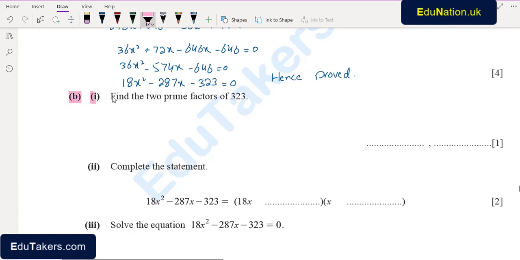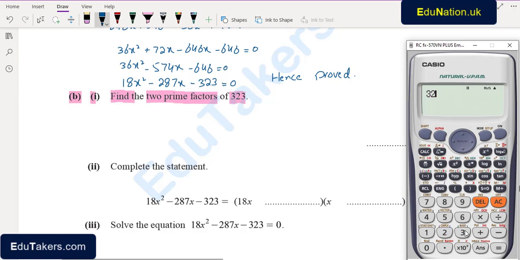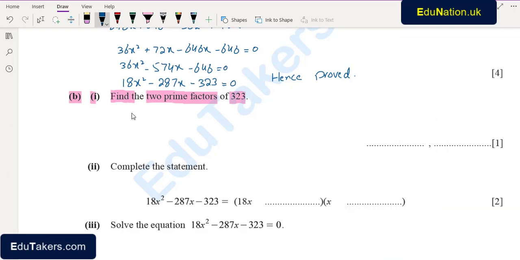Part B, first is find the two prime factors of 323. 323 divided by 17 is 19. So the two prime factors are 17 and 19. Part 2, complete the statement. The statement is 18x squared minus 287x minus 323 equals this.